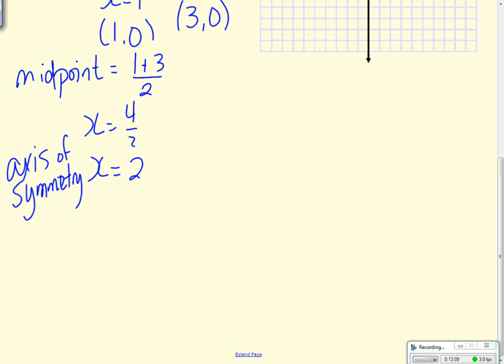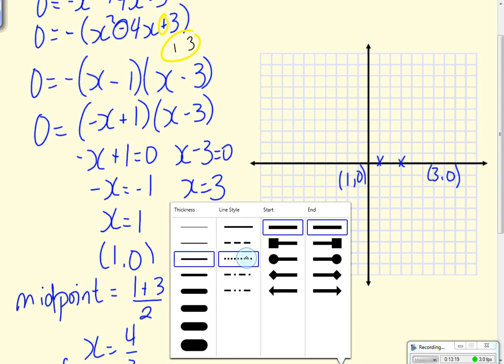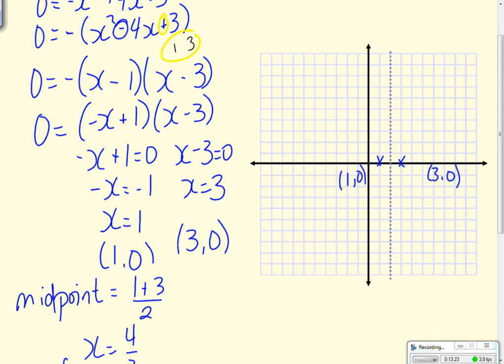It may not ask you to do this, but it's not going to hurt you to do this. And if you do it the same way every time, you are more likely to do it correctly because you're into a rhythm, a habit, if you will. So let's do our pretty color. There we go. And it goes right there. And we label it x equals 2.